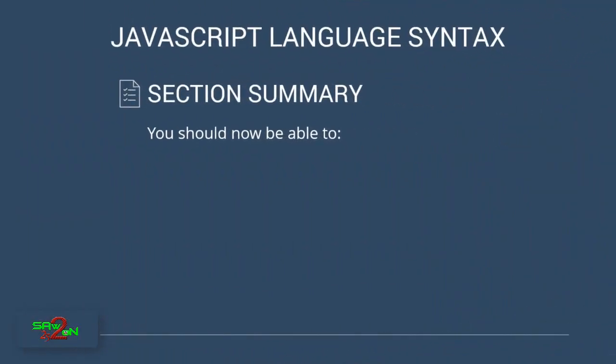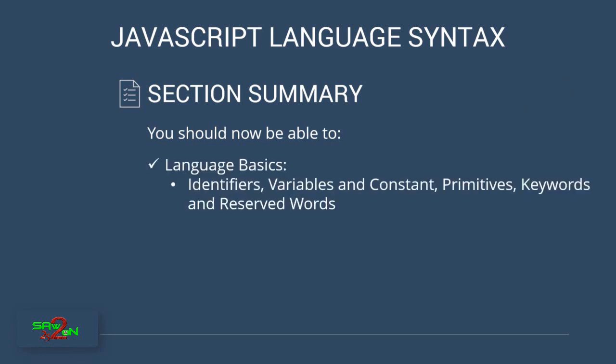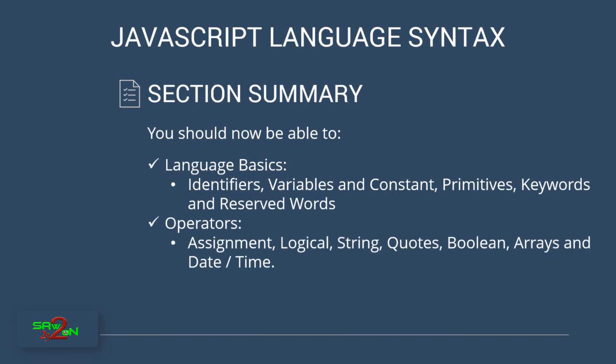Hello and welcome to the summary section for JavaScript Language Syntax. Let's look at the things that you should know by now. By now, you should be able to understand the language basics like identifiers, variables and constants, primitive data types, keywords and reserved words. And you should also know how to work with operators like assignment operators, logical, string, quotes, boolean, arrays, and date and time. Also in the statements, you should understand how to write if conditions, switch statements, while loop, and for loop.